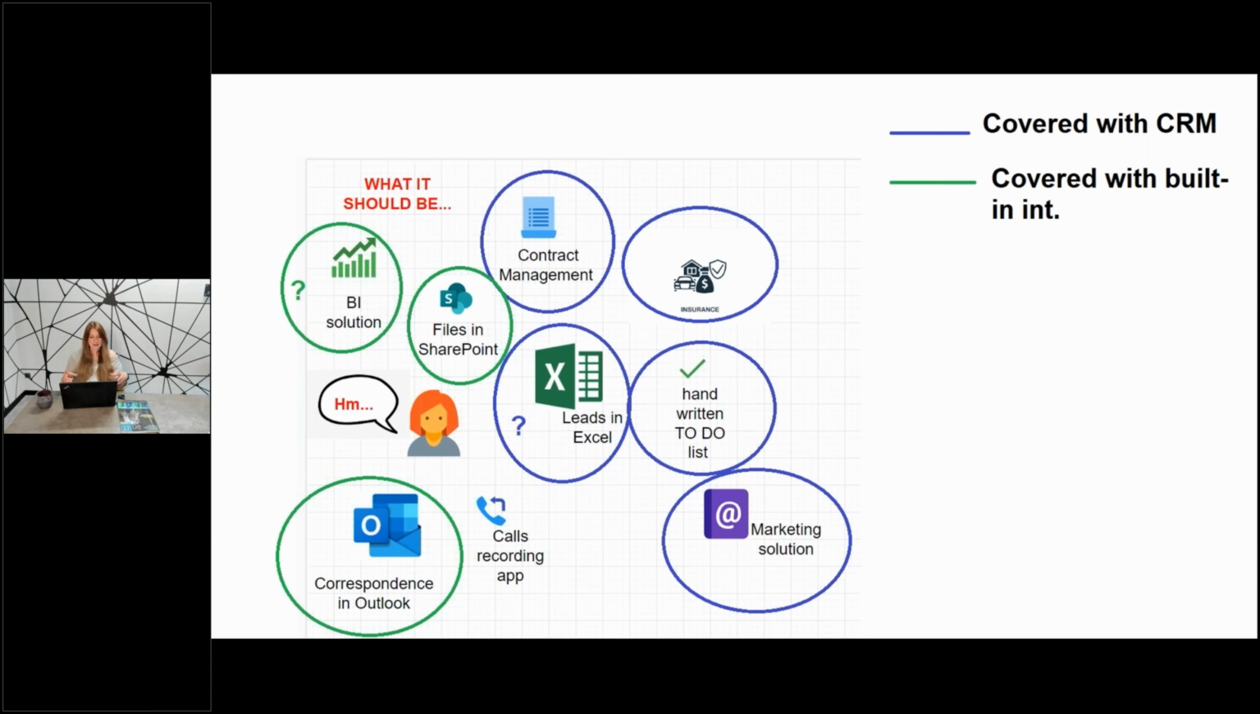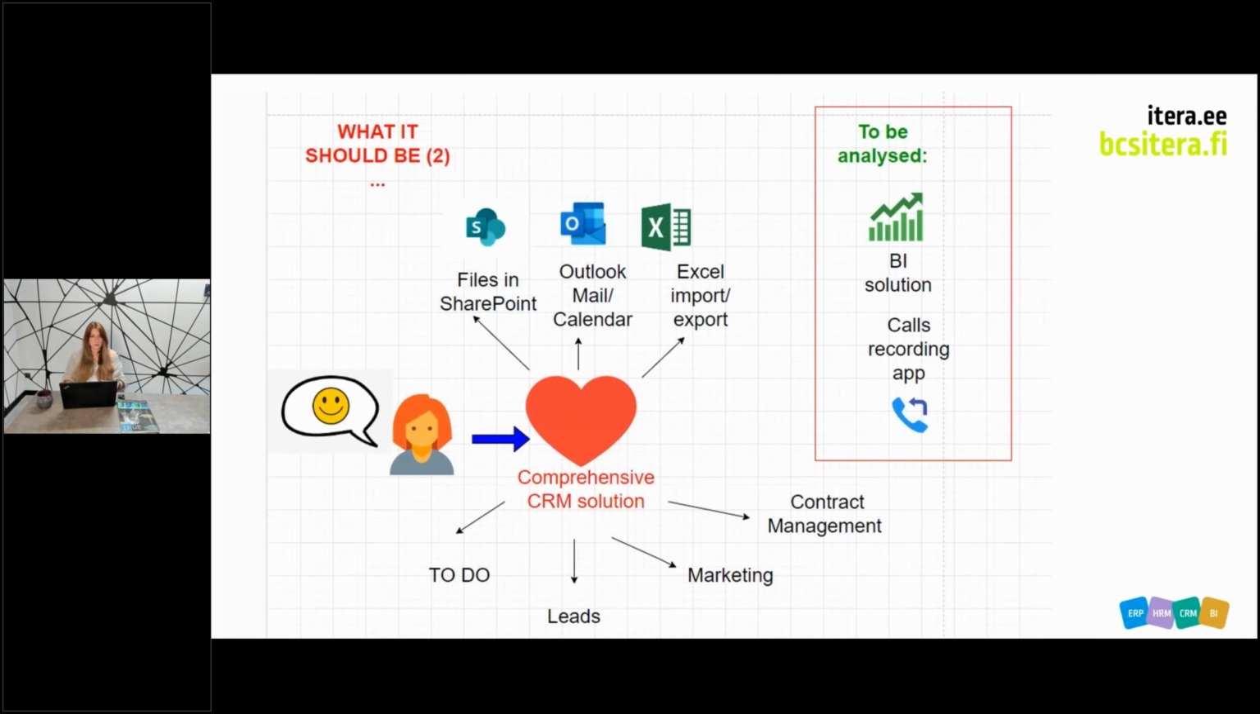So if we do such an analysis, we actually see that the biggest part of the solutions in use can be substituted. And we end up with a better structure. So we have the comprehensive CRM solution, which includes all the to-do lists and leads and maybe a marketing module and a contract management module.